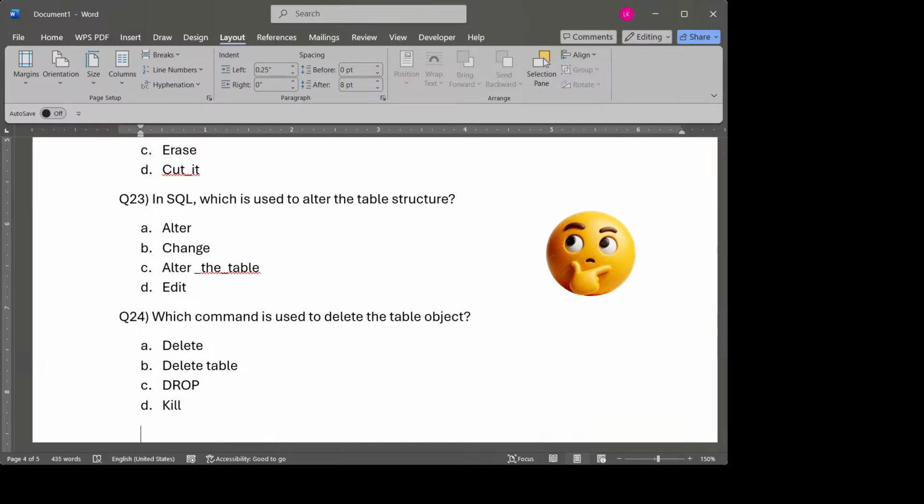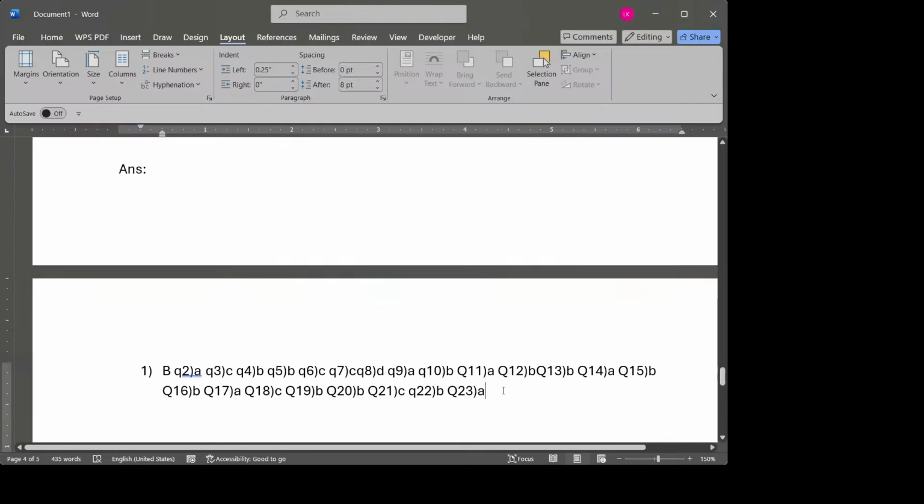So which one is the answer here? Which command is used to delete the table object? Means we have one table and we want to delete it. So which command is used? Okay, 24. To delete the table, we have to use the drop command. Okay, 24C.